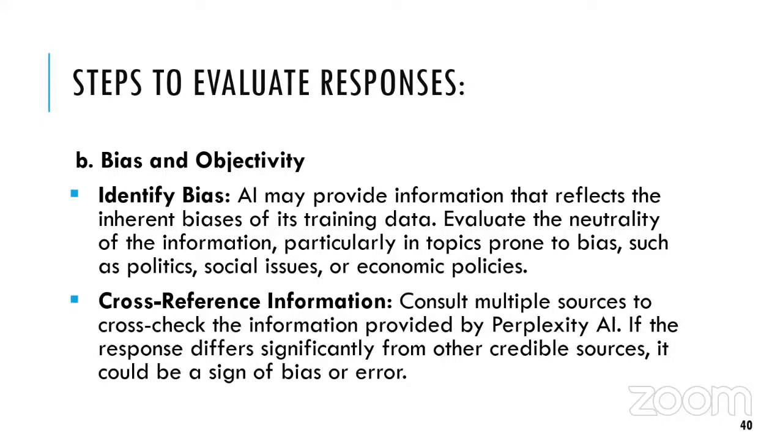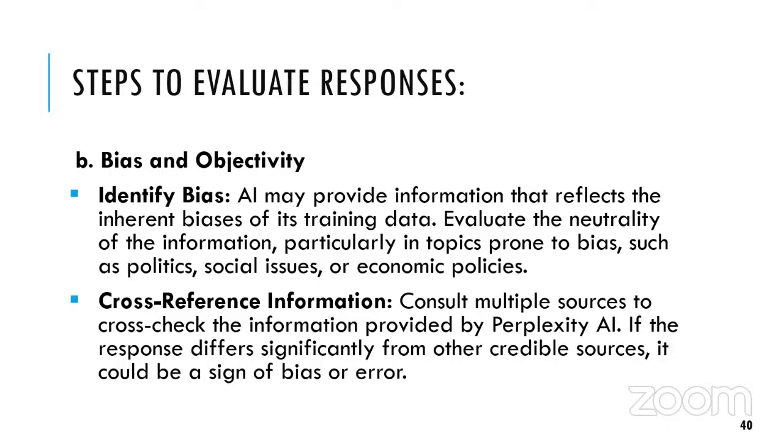Because whatever is put out there, there are a lot of biases out there as well. AI will provide information that reflects the inherent biases of its training data. So make sure you evaluate the neutrality of the information, particularly in topics prone to bias, such as politics, social issues, or economic policies. Again, non-profit organizations are also known to have biases towards their focus. So when you're reading, make sure you check those sources very well.